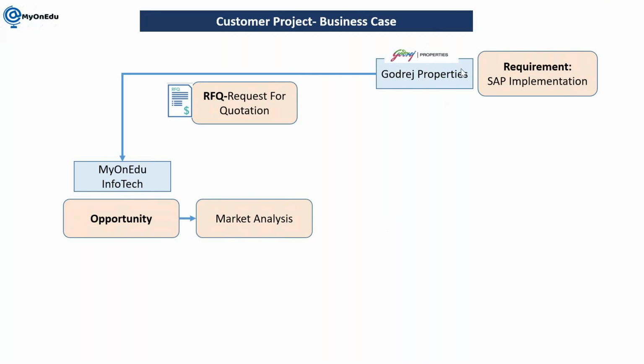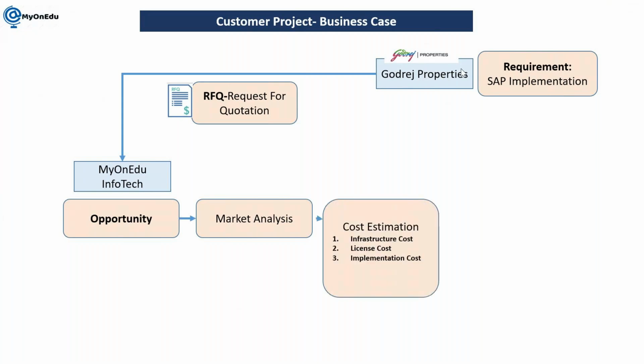With market analysis, we basically find out the best suitable product in the market, who our supplier is, and how we are going to supply the asked product to my customer. So we will do the market analysis and then prepare the cost estimation. This cost estimation will have all the line items.